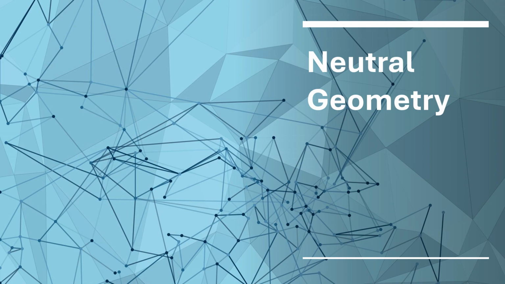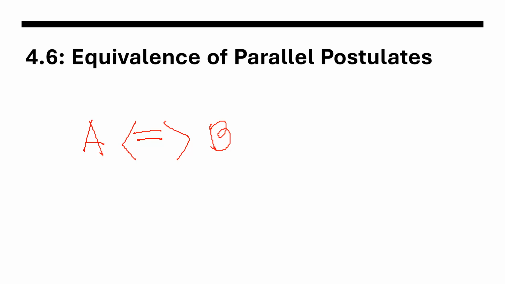Good day. Today we're going to continue our discussion regarding neutral geometry. In this case, we are going to discuss the equivalence of parallel postulates. There are many ways that we can state the parallel postulates. We might say, through a point, exactly one parallel line. We could also say parallel lines never meet. And then we could also say that the angle sum of a triangle is equal to 180 degrees.